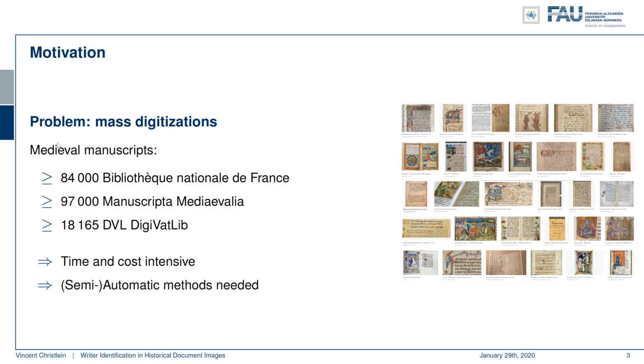However, in the age of mass digitization, this becomes quite time and cost intensive. I just have some numbers here which are already outdated, because they are from some months ago. We have quite a few manuscripts, and of course many more document images behind these manuscripts. So we are in need of automatic or at least semi-automatic methods.